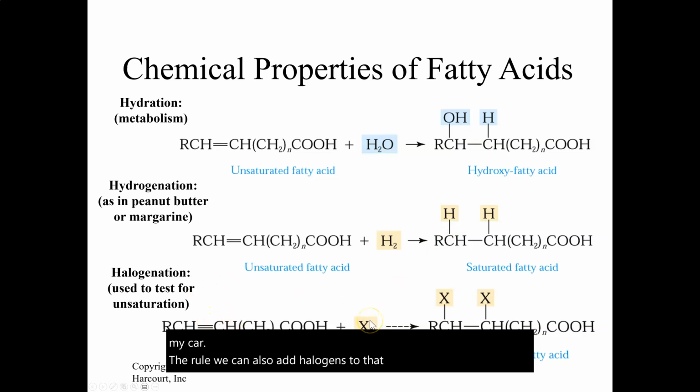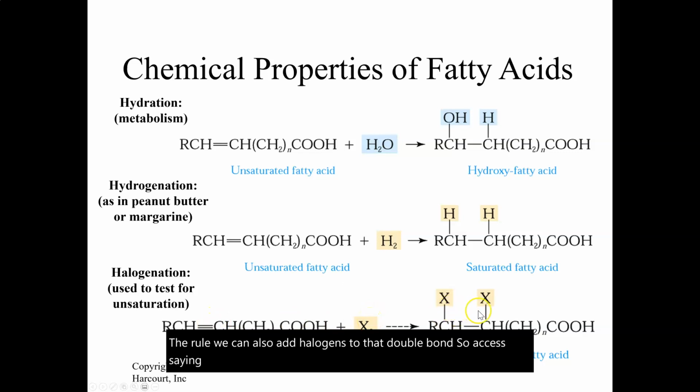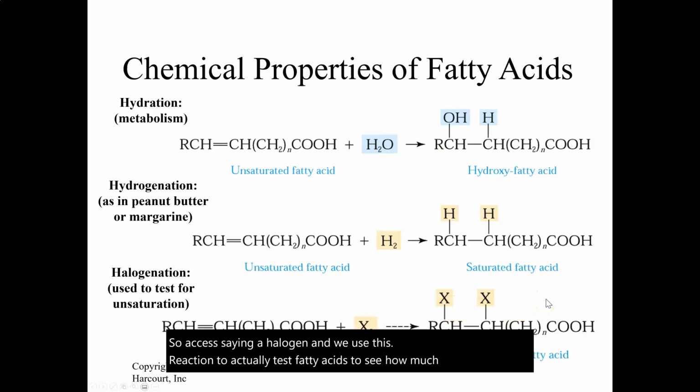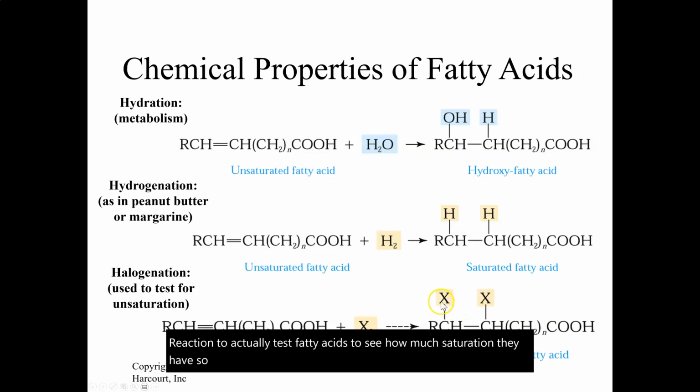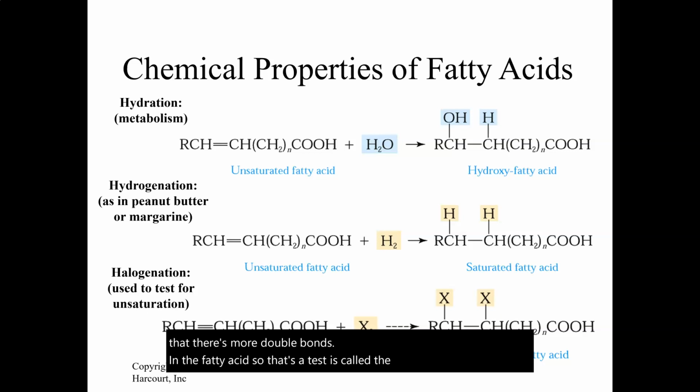We can also add halogens to that double bond. X is saying a halogen. We use this reaction to test fatty acids to see how much saturation they have. The more halogen we can add to a particular sample, the more double bonds there are in the fatty acid. That's a test called the iodine test.